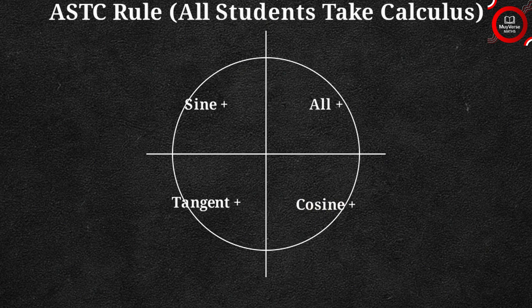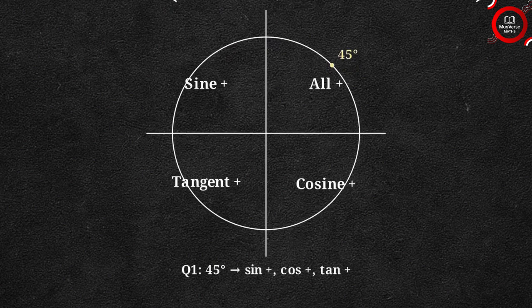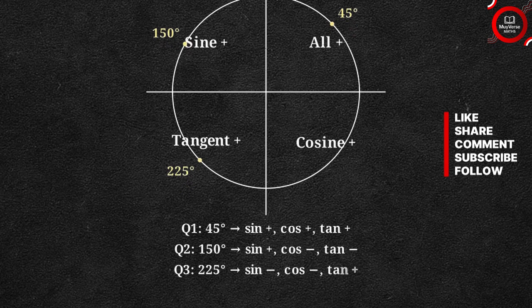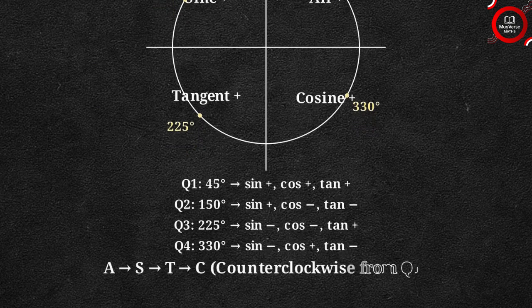Now let's lock it in with one quick example for each quadrant. Quadrant 1, 45 degrees. Quadrant 2, 150 degrees. Quadrant 3, 225 degrees. Quadrant 4, 330 degrees. Fast recall, ASTC: all, sine, tangent, cosine, moving counterclockwise from quadrant 1. That's the exam shortcut.